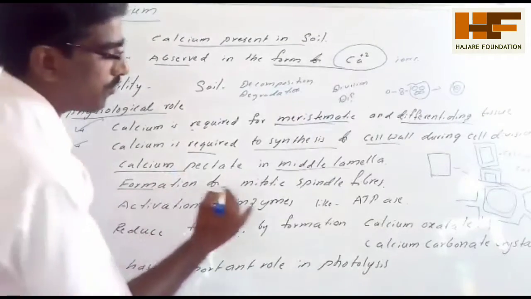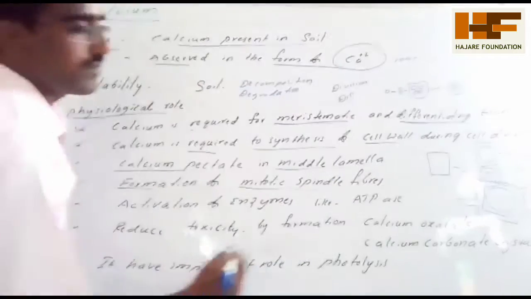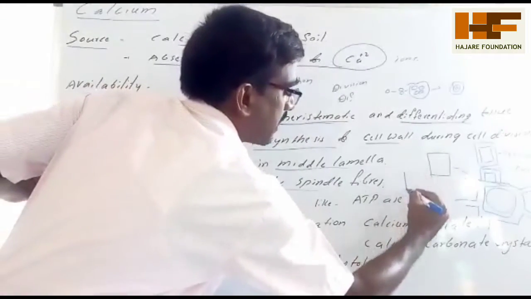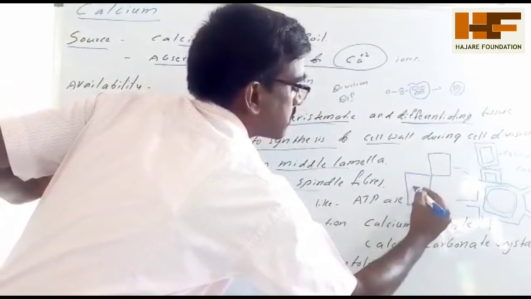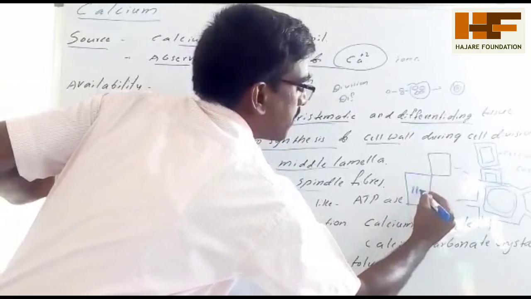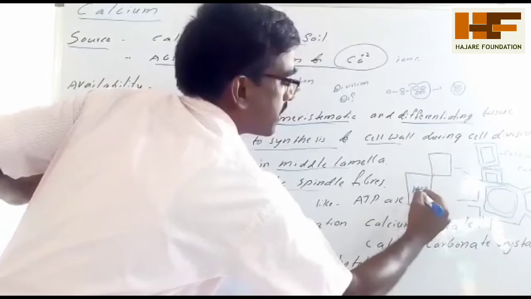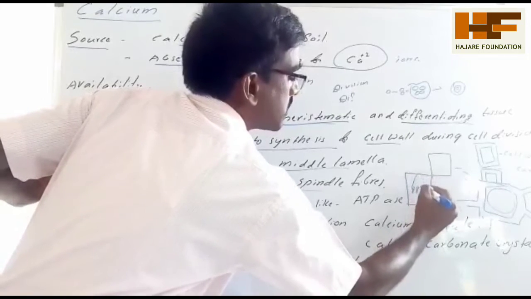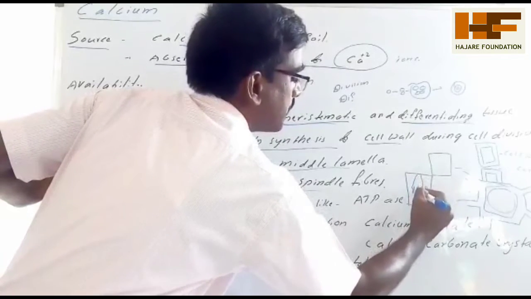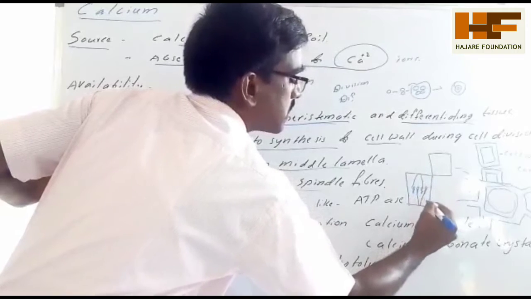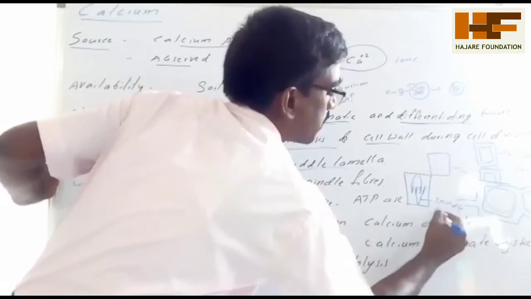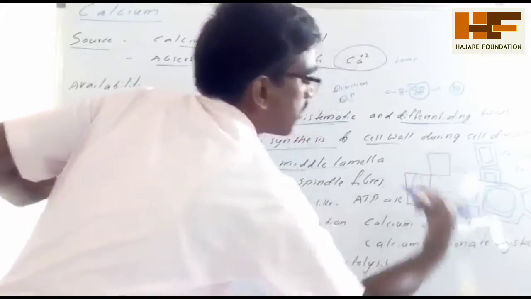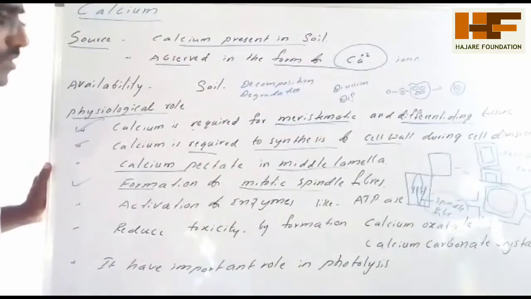Then formation of mitotic spindle fibers. At the time of cell division, chromosomes are pulled to each side. The chromosome number will be doubled, but half of the chromosomes are pulled to one side, then the other half of the chromosomes are pulled to the other side. The chromosomal pulling is possible with the help of spindle fibers. The spindle fiber formation is also with the help of calcium ions.